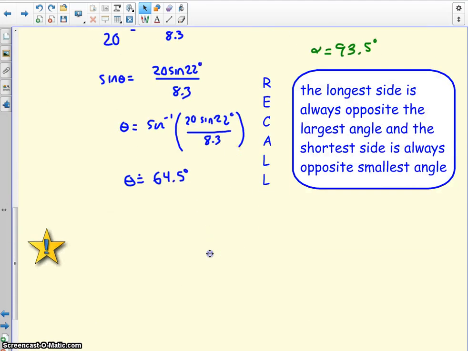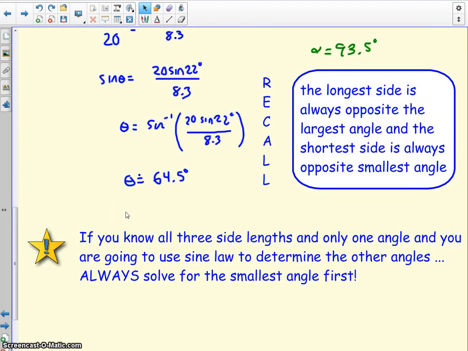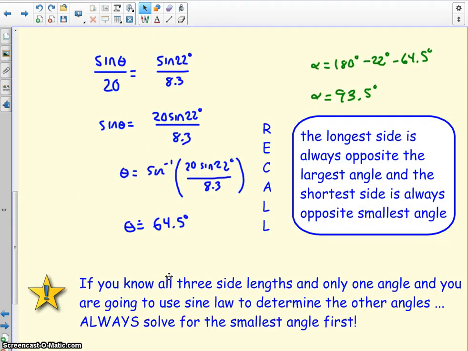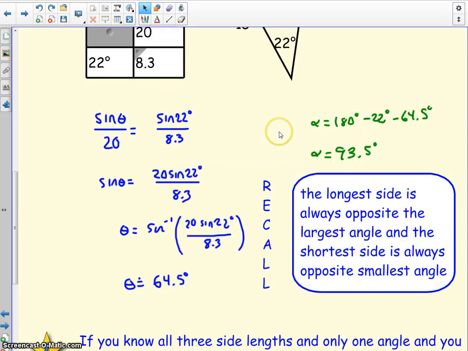Okay, so we can always get around it. If we're going to use sine law, solve for the smallest angle first. It will remove that ambiguity and not make you worry about whether or not you're solving for an angle that should be obtuse or acute. Because when we solve for it, we know the answer is going to be acute. We can use the sum of the angles of the triangle to get the third one, and we know our answer is going to be right from there.